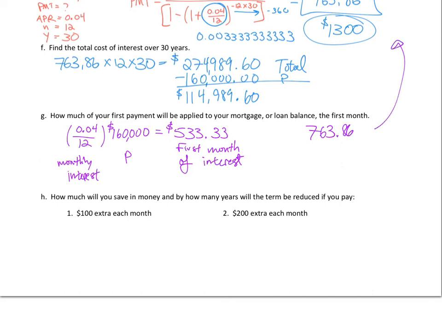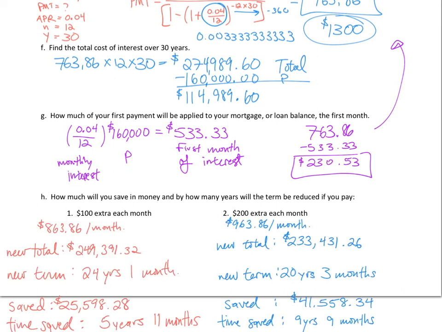I don't know if you can see it anymore, barely. And then to find out how much goes toward your mortgage, we would take away that first month's worth of interest, which ends up being $230.53. So not very much of your first payment is going toward your mortgage.